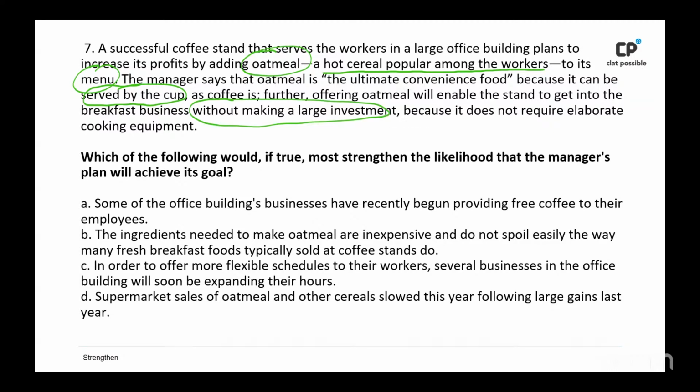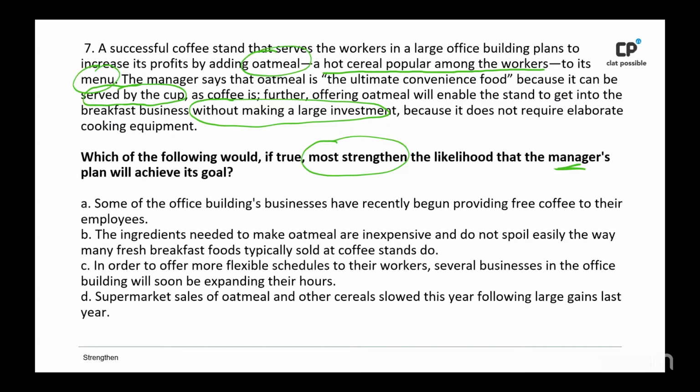Okay? And we have to strengthen the likelihood that the manager's plan will achieve its goal. What is the manager's plan? Introducing oatmeal in their menu. So let's see which option supports the plan.